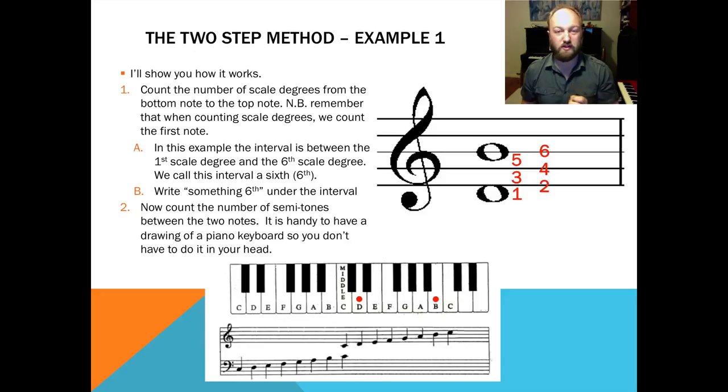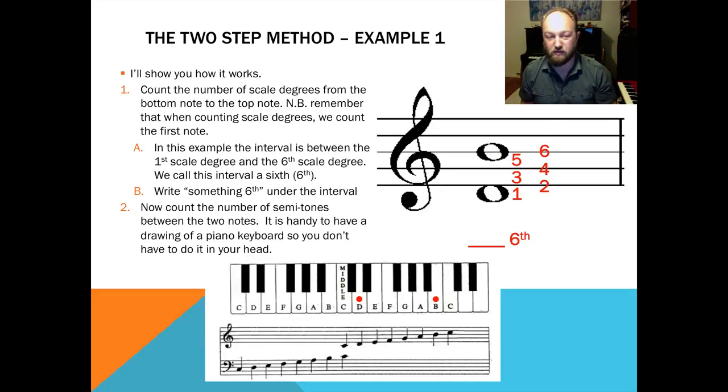Now, what quality it is depends on how many semitones. If you remember back to the table of standard intervals, we have a minor sixth and a major sixth. The minor sixth is 8 semitones and the major sixth is 9 semitones. But for now, we're just counting the scale degrees. So if it's between a 1 and a 6, we're going to call it a something sixth. So just write underscore 6 or dash 6, because we're going to fill in the tonality in a little bit when we've counted semitones.